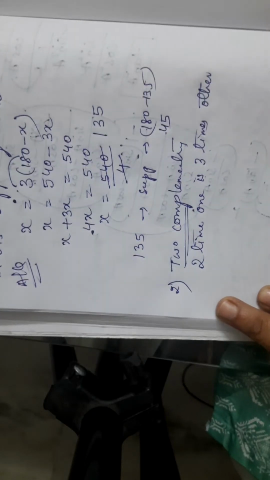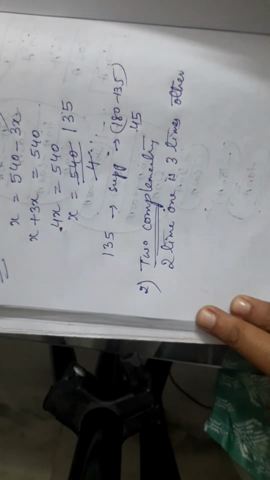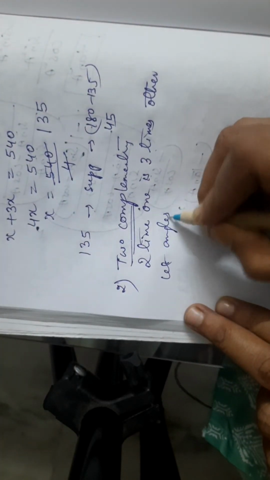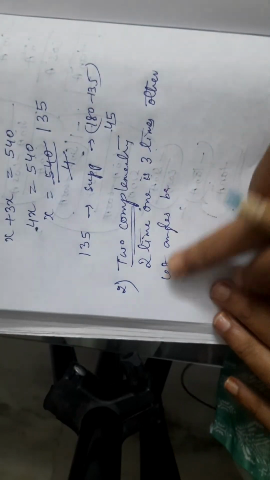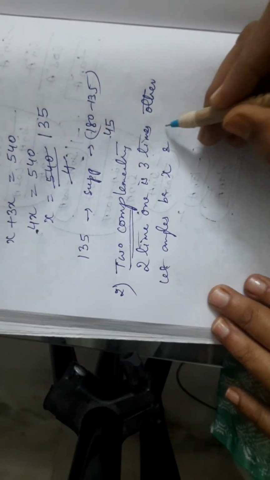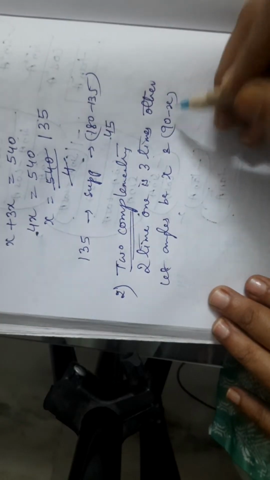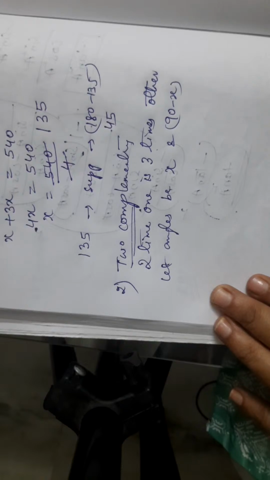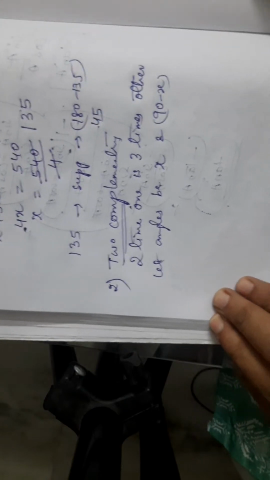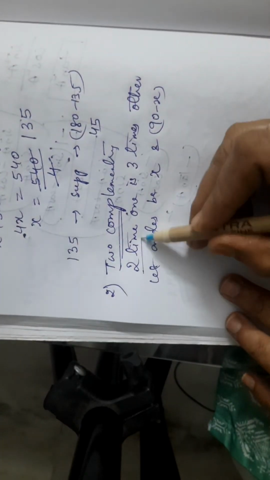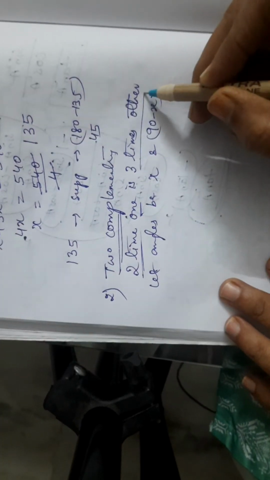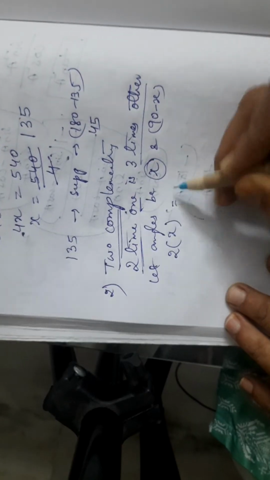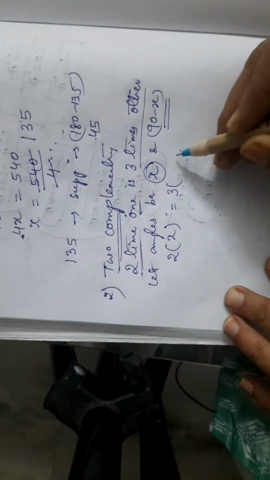So how are we going to solve it? We'll consider, let the angles be x and 90 minus x. As it is given a complementary pair, when the sum is 90, we call it a complementary pair. Now the next condition: it's given 2 times one is 3 times the other.